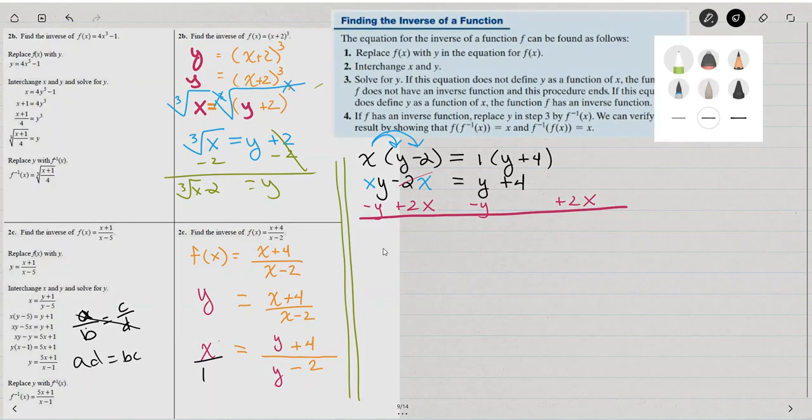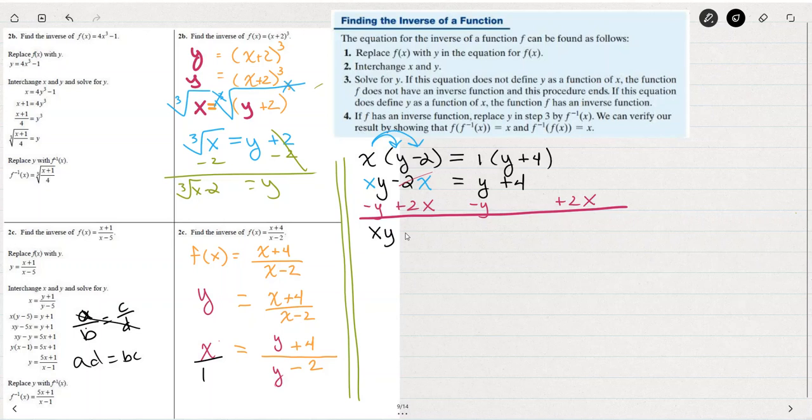So I would have xy minus y, negative 2x plus 2x cancels each other out, y minus y cancels each other out, equals 2x plus 4. Remember what I'm trying to do, trying to solve for y.